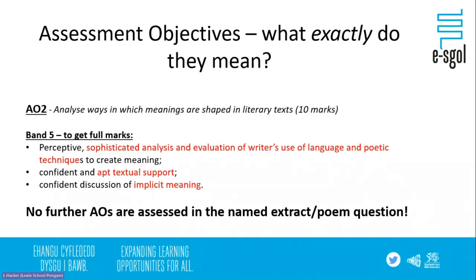Now, no other assessment objectives are assessed in question 1. So please make sure that you do not spend a lot of time including contextual information that you have revised about your specific poet, because it's not going to gain you those extra marks. AO2 is your ability to analyse in a sophisticated manner the writer's use of language, form, structure and poetic technique. And then it's that confident and apt textual support. That's what we're focusing on in AO2.